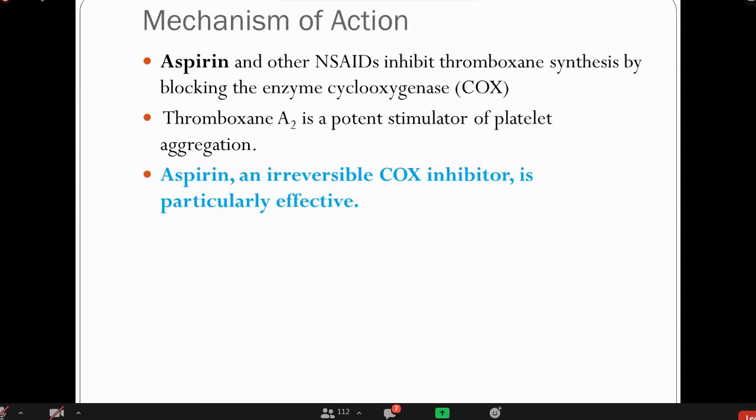Aspirin is the only drug that inhibits the cyclooxygenase enzyme irreversibly, because thromboxane A2 is a potent stimulator of platelet aggregation. So that is why we want to inhibit the formation of thromboxane, which is formed through the cyclooxygenase pathway. Aspirin, an irreversible COX inhibitor, is particularly effective.